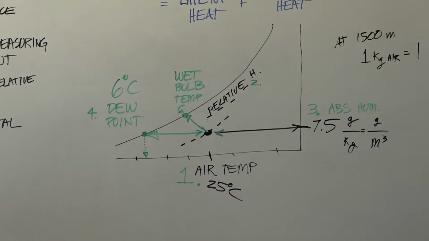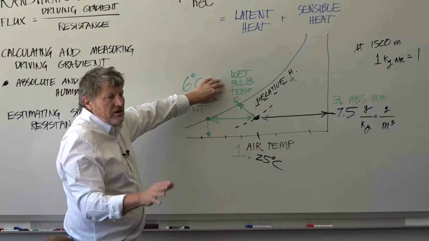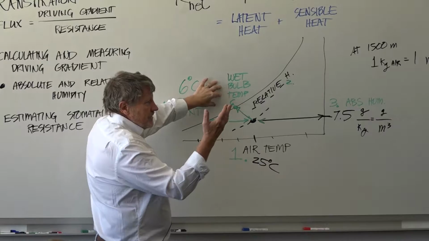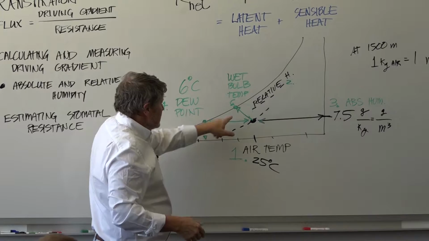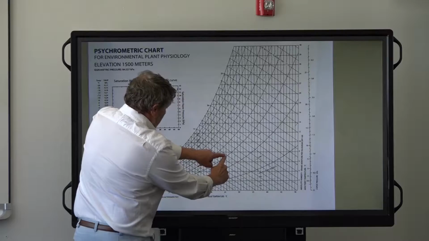So what good is the wet bulb temperature? What does that mean? This means the temperature that a wet surface would get to in these conditions. If it's a wet dish rag, fully wet, and it's evaporating like crazy, how cold would it get? So let's see if we can calculate wet bulb from this. 25 up to 30. Now we go this way. And it looks like the wet bulb temperature is about 13.5.